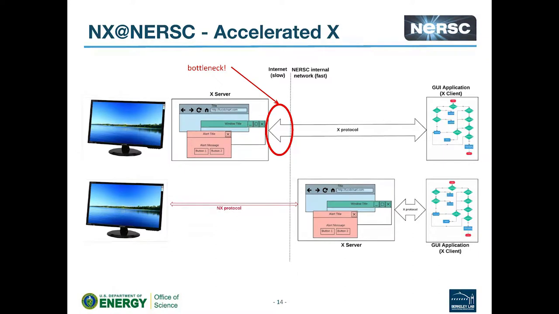And this is fine if you're in this building or on the lab and you're on the NERSC network where you've got a fast, low latency connection to Cori. But for most people, that's not true. We're off in other labs around the country or around the world, and you've got to go through the internet. And the internet is slow. So we've got a big bottleneck here.